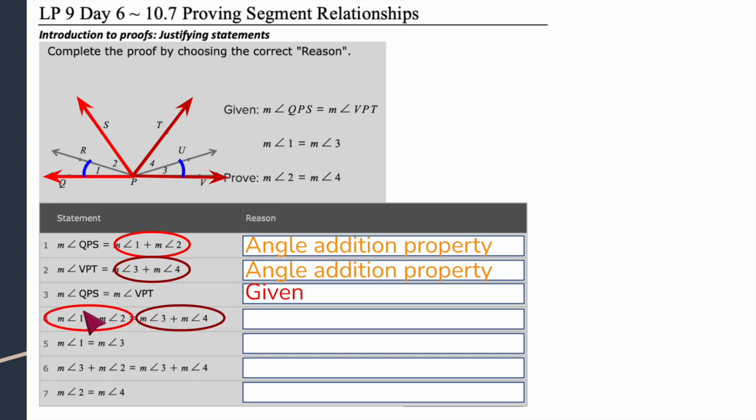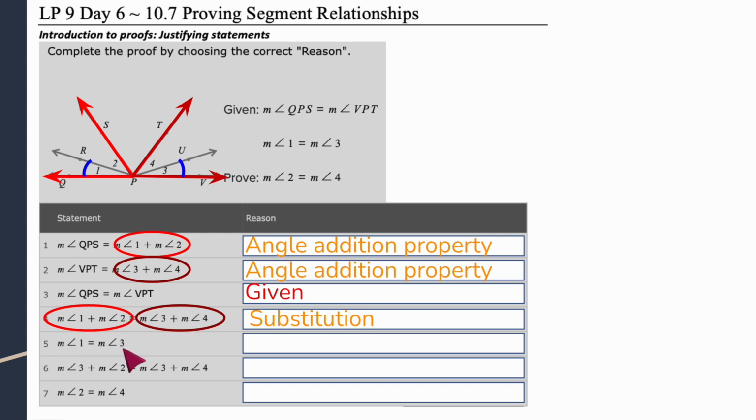So now what I can do is substitute. I'm just going to use the piece that I'm circling. I know that QPS equals angle 1 plus angle 2, and I know that VPT equals angle 3 plus 4. So this is what we call substitution. I'm substituting one thing for something I know to be equal to it. So I have angle 1 and 2 is the same as angle 3 and 4.